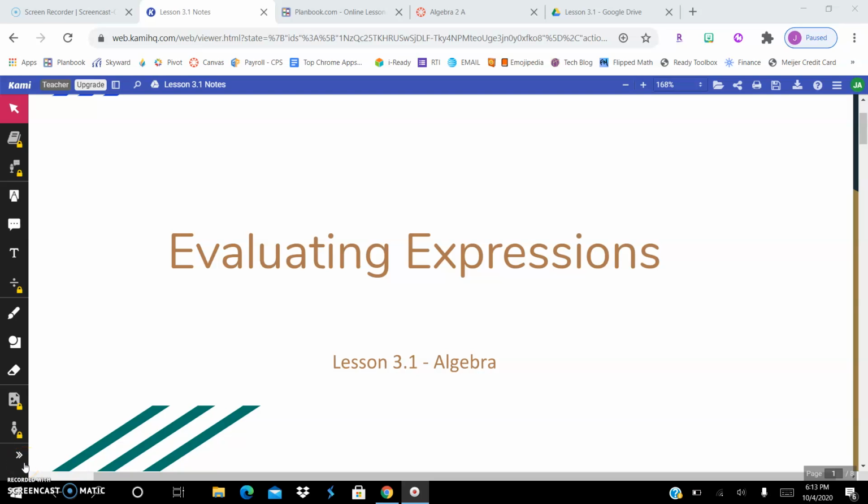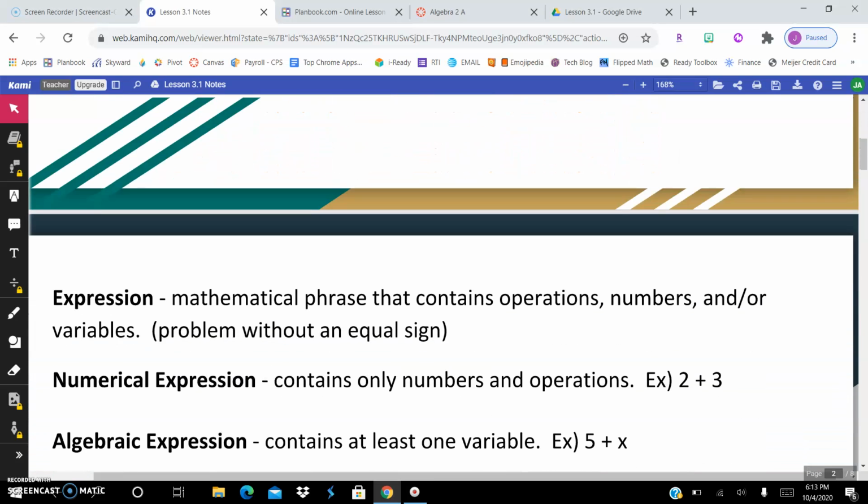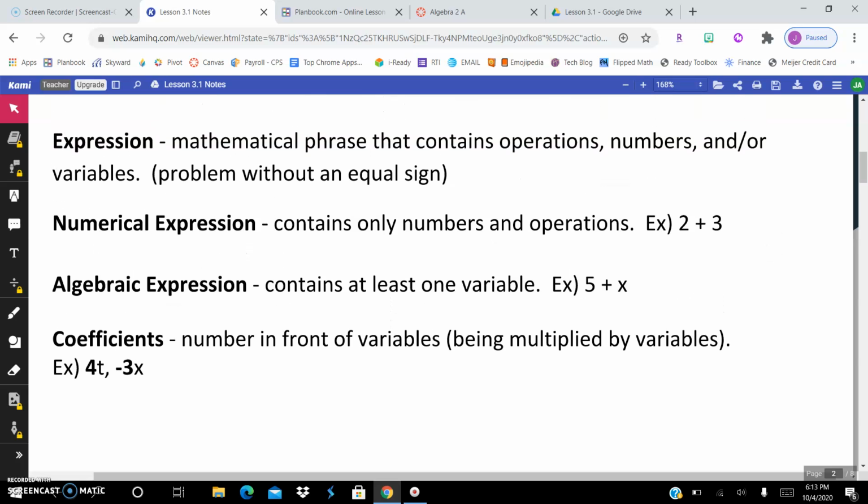For today's lesson, we are going to be evaluating expressions. This is lesson 3.1 in algebra. So a couple of vocab terms to talk about here. An expression is a mathematical phrase that contains operations, numbers, and/or variables. But the point that I really want you to remember is that it does not have an equal sign.